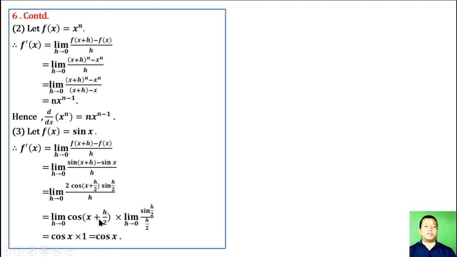obtained when h is 0, that is cos x, whose limit using the appropriate formula, that is the limit of sin x by x as x tends to 0. Applying that result, we get 1, and cos x we get. Therefore, d/dx of sin x is cos x.